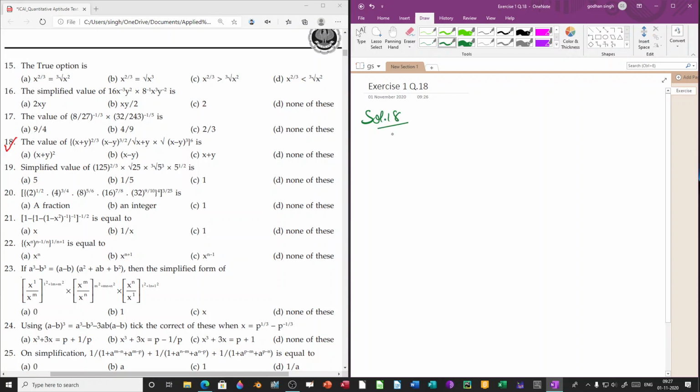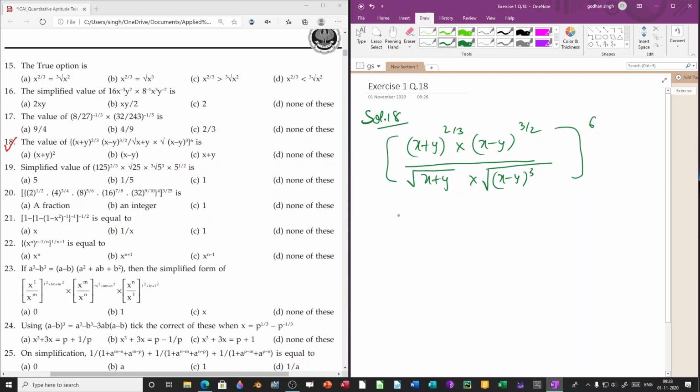Solution 18. (x plus y) raised to the power of 2/3 into (x minus y) raised to the power of 3/2, whole divided by root of (x plus y) into root of (x minus y), actually it is the cube, root of (x minus y) cube, and whole raised to the power 6.